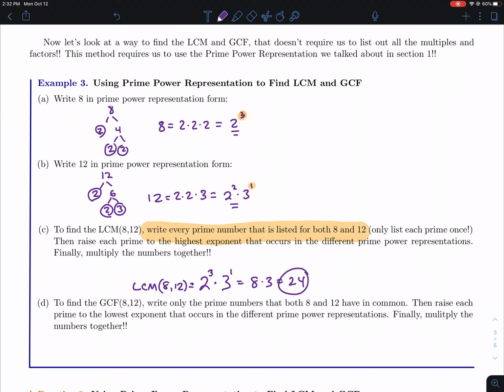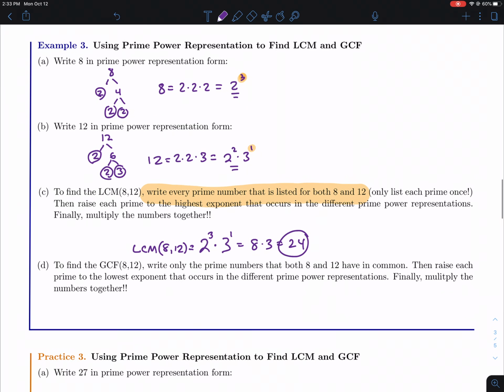Now, I'm not saying you can't write out all the multiples. If you like doing it that way, that's totally fine. You can use whatever method you like, whatever way works for you. I like to give multiple ways to do things, if possible, so that you can find which one works best for you.